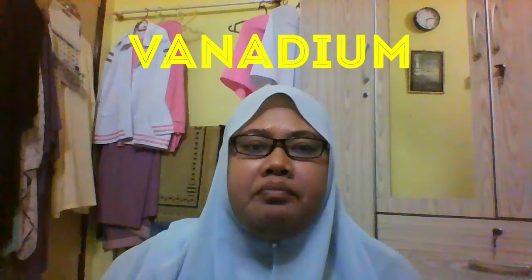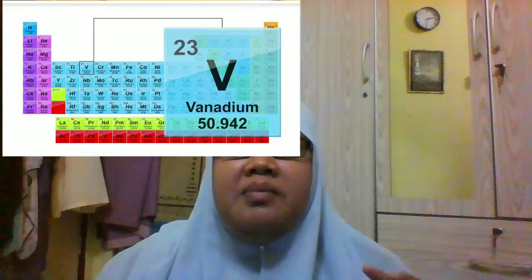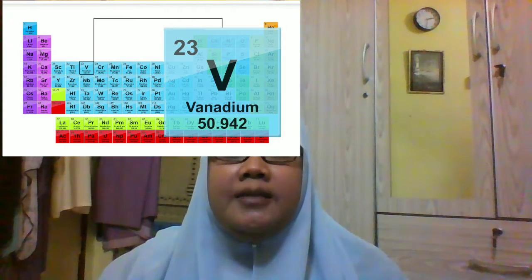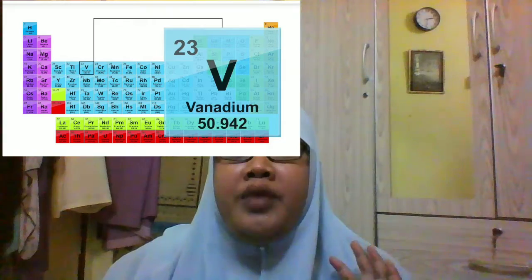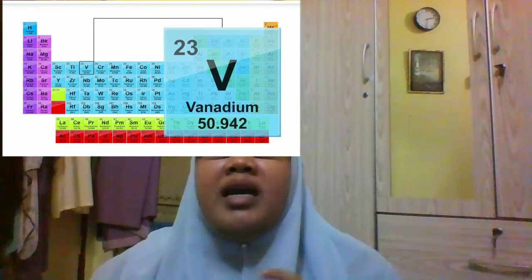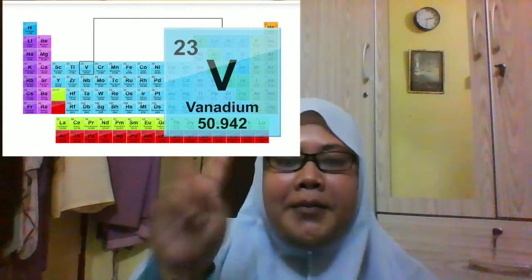I'm Farwizah Binti Rosli from group S2026 and 11, to bring all of you deeper into the facts of vanadium. Okay, firstly, what is vanadium? Vanadium can be found in the periodic table. Vanadium is a transition metal which has the atomic number 23 and the atomic weight is 50.94. The symbol of vanadium is V.